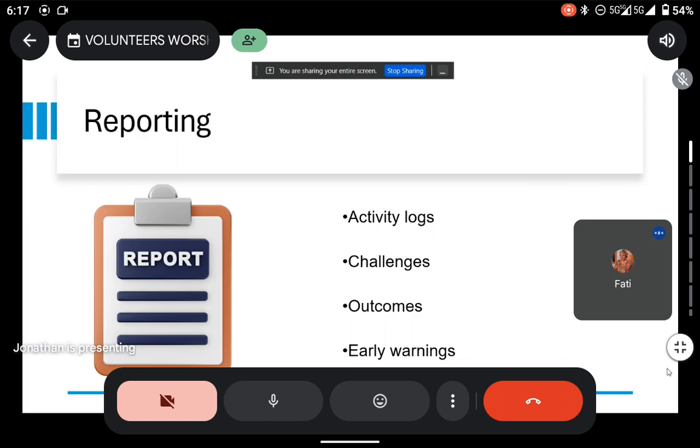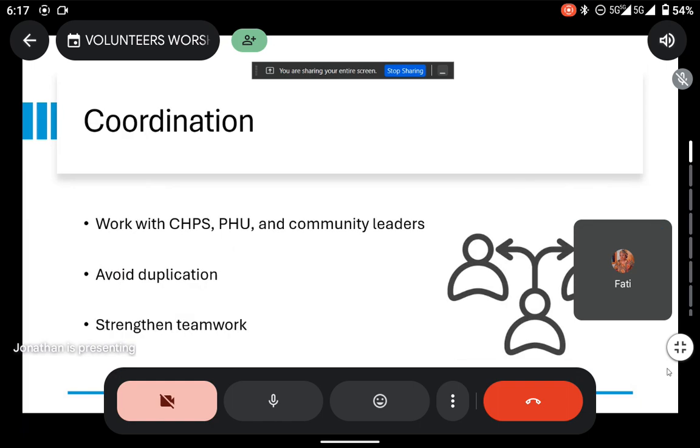Let's move on to coordination. Volunteers must work hand in hand with community health nurses. This is what I just alluded to. Public health units, chip compounds. If you go to a community and you have challenges, you find community leaders, the people who are influential and engaged in those communities. Get them to buy your idea and you are done. They will do the rest for you.